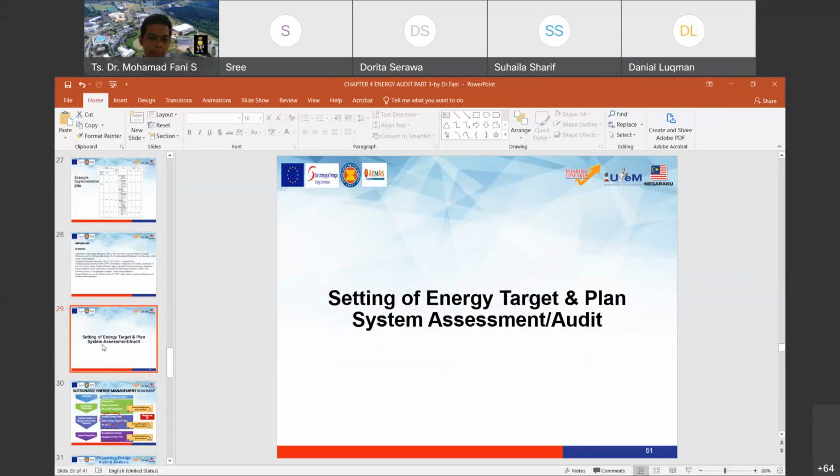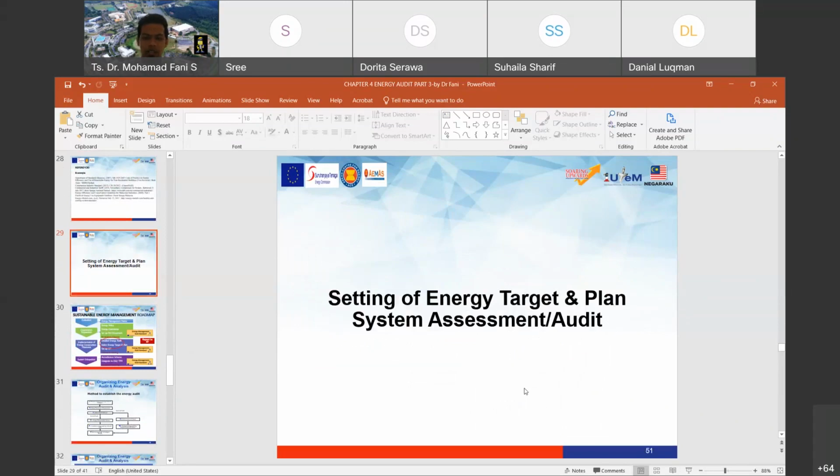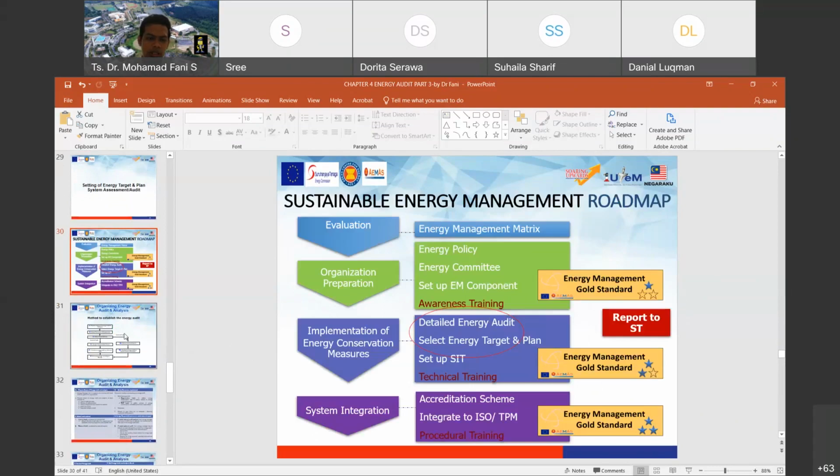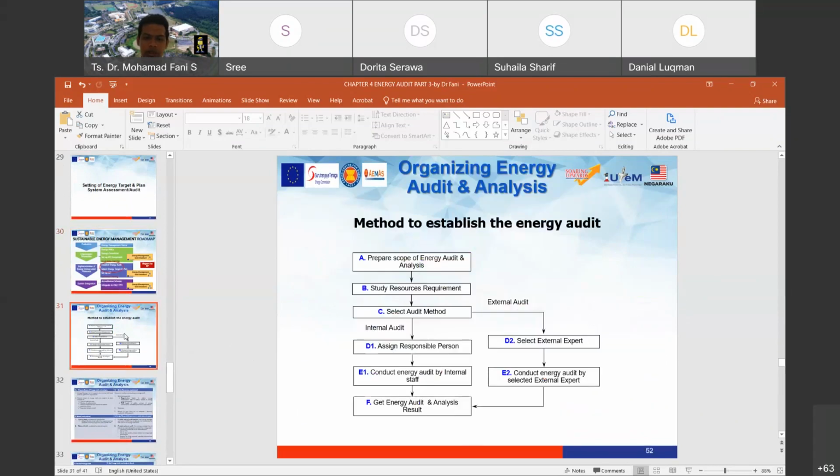Okay, so let's continue for the setting energy target and plan system assessment audit. To do the detailed energy audit, the method to establish the energy audit. So we go back to the management system as the energy manager.